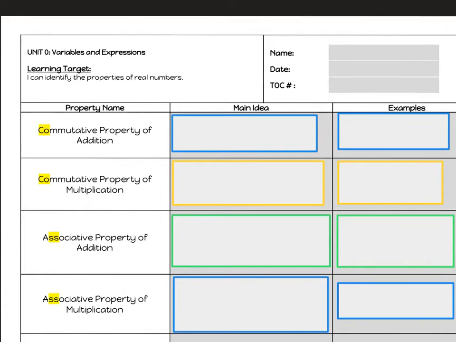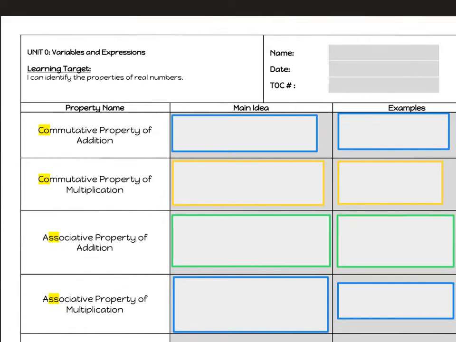The reason why we need to understand these 16 properties is because they will help us be able to simplify numerical and algebraic expressions, and they're also going to make solving equations a little bit easier for you. Okay, again, since there are 16 properties, I want you to hang tight and enjoy this ride. There is a lot of text.